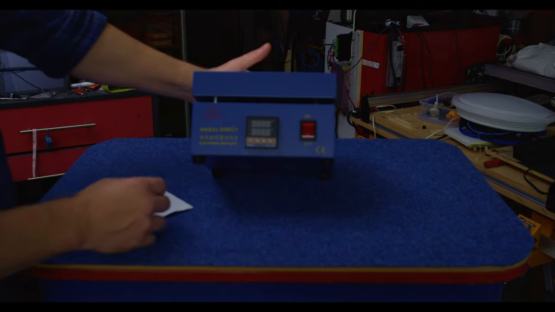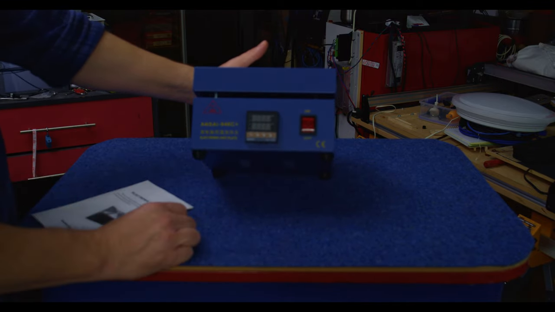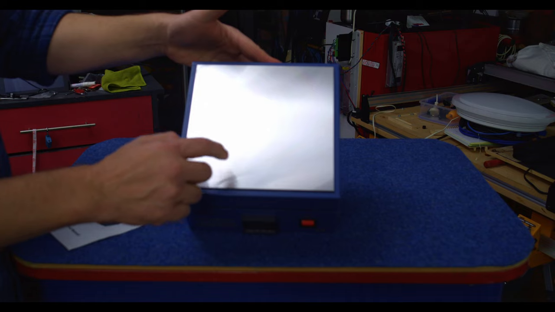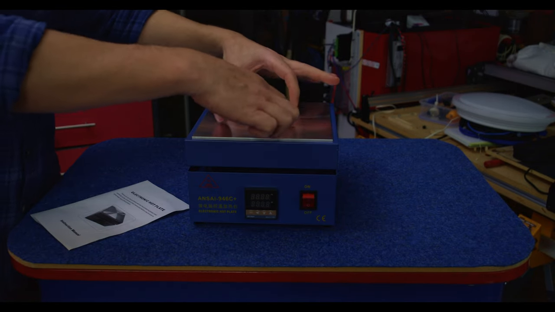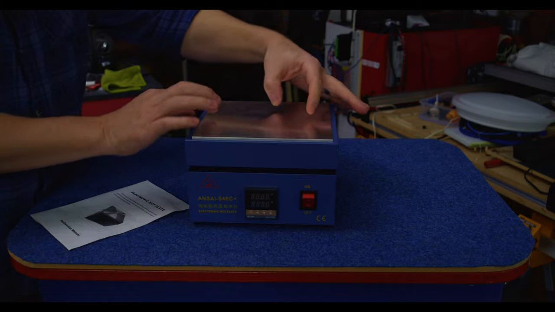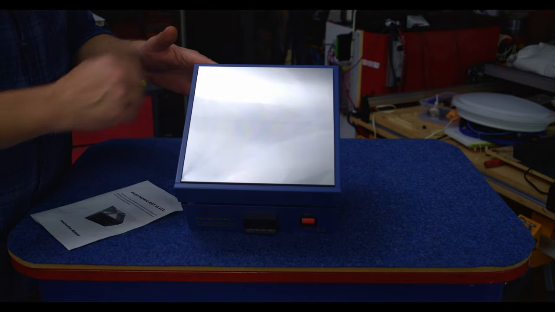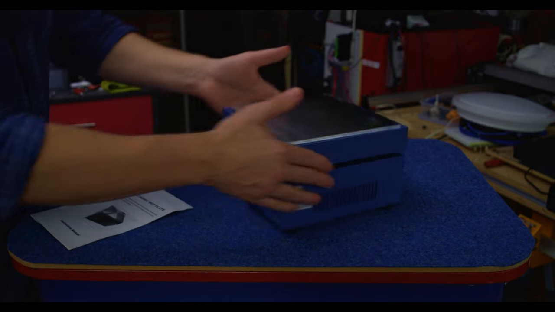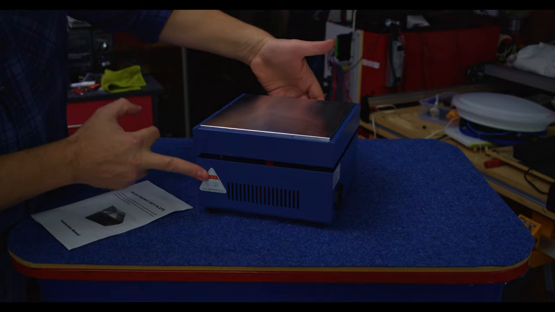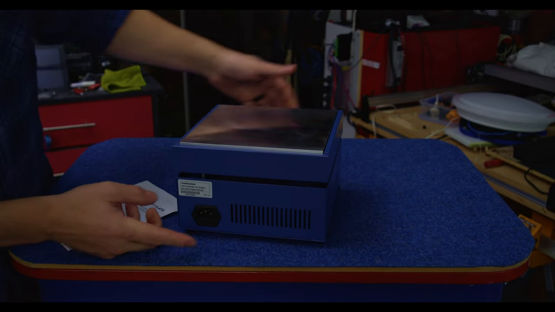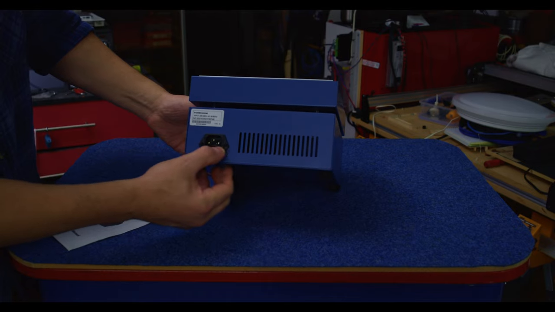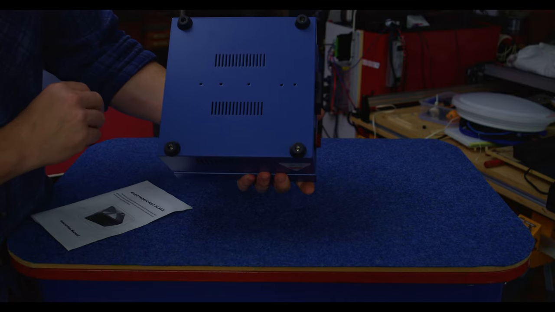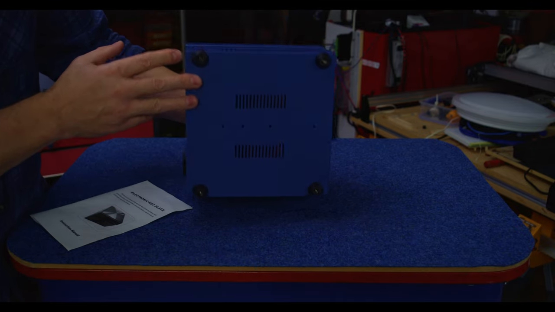Back to the unit. ANSAI, I guess, 946C plus. I don't know what the plus is. Plus could be the plate size, because there is one that has a 100 by 100 mil plate in the middle, but the same physical dimensions overall. On the sides, we've got venting, a quality sticker by the look of it. On the back, IEC with a fusible socket, which is handy. You don't have to go digging inside. More venting on the other side. Four rubber feet on the bottom.